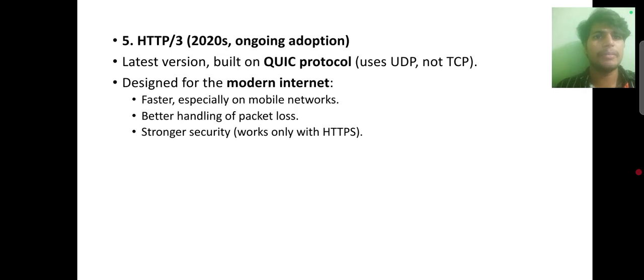Fifth, HTTP/3 in the 2020s. The latest version, built on the QUIC protocol, uses UDP, not TCP. Designed for the modern internet, faster, especially on mobile networks, with better handling of packet loss and strong security, working with HTTPS.